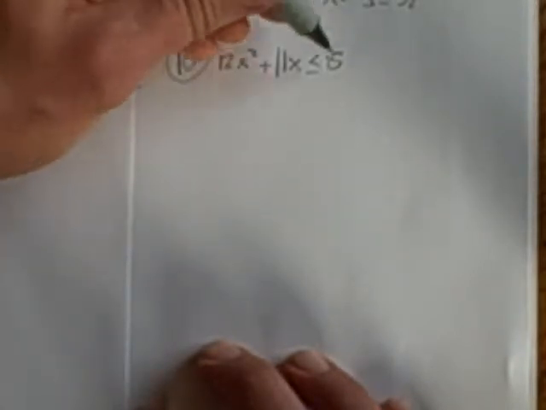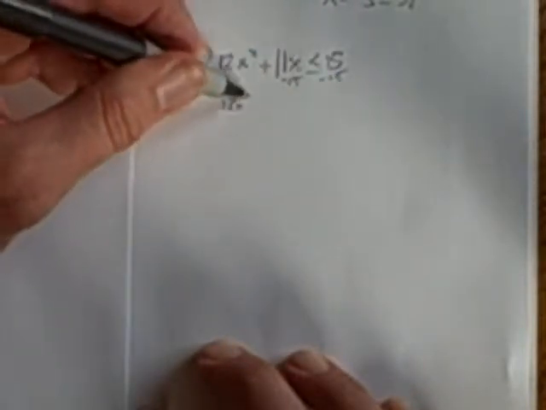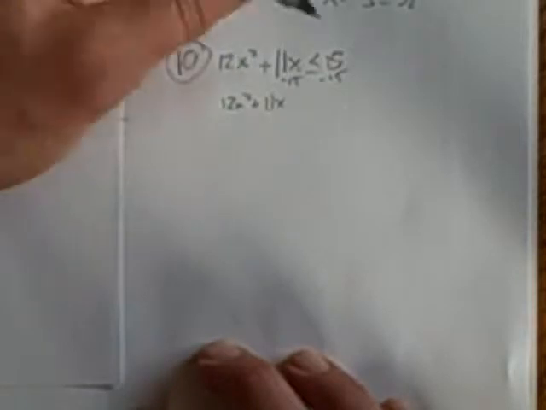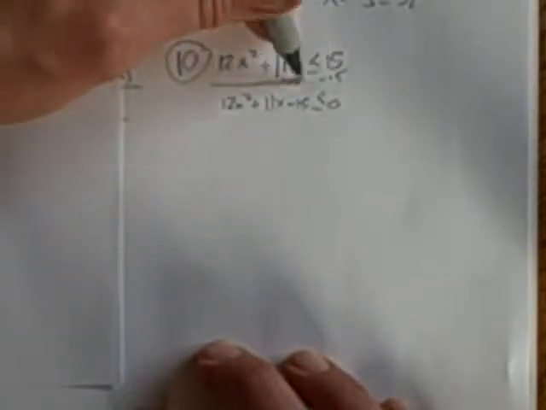So the directions say solve the inequality and graph the solution on a number line. If I look at this inequality, this is number 10 from practice exam 1. It's a quadratic, so I'm going to get it equal to 0. So subtract 15 from both sides. Then I have 12x squared plus 11x minus 15 is still less than or equal to 0.